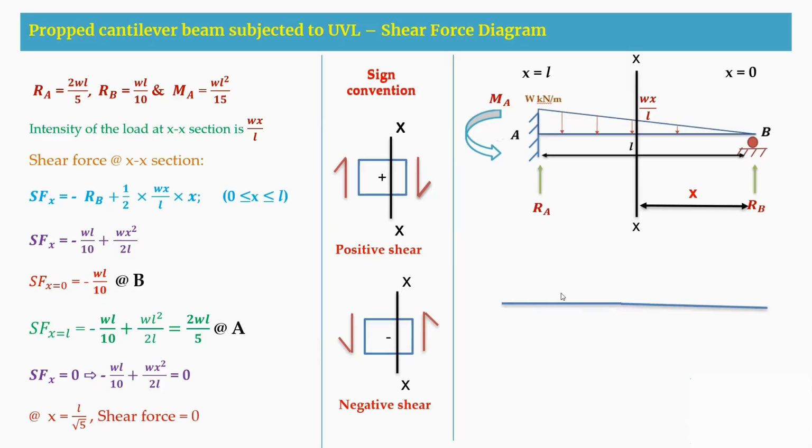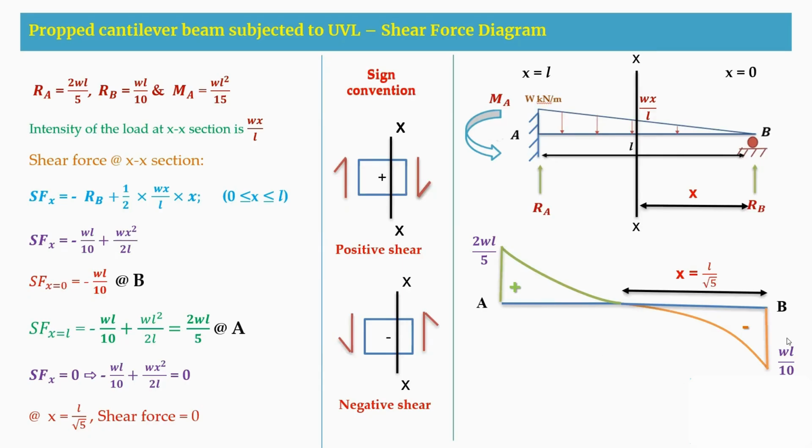Now drawing a shear force diagram. So this is AB support. At B support, we are having WL by 10, which is a negative value. And at the A support, I am having a positive value of 2WL by 5. Since it is a uniformly varying load, at some X is equal to L by root 5, I am getting the shear force to be 0. As it is varying, it will be in the curve shape. So this is how you are going to have the shear force diagram.